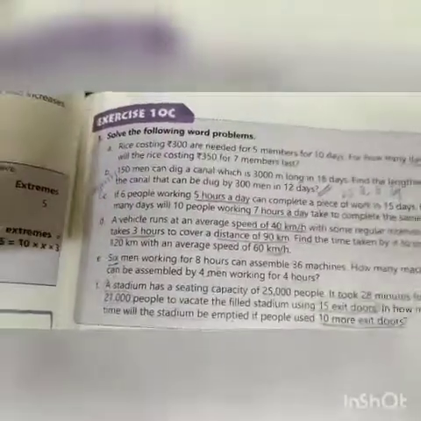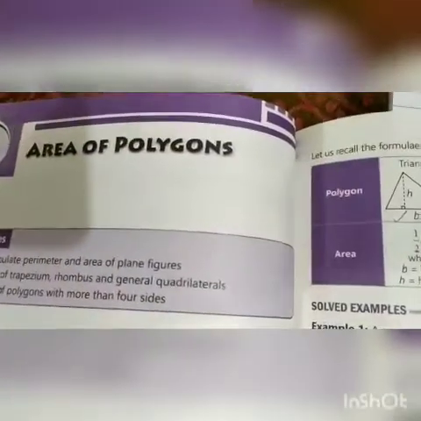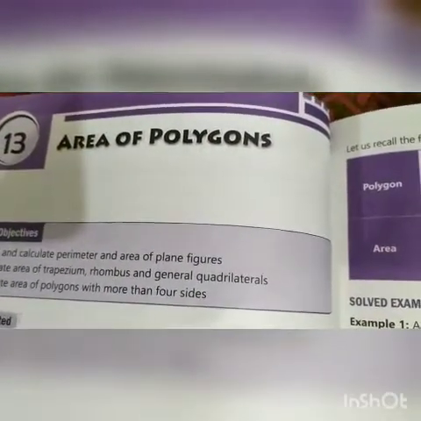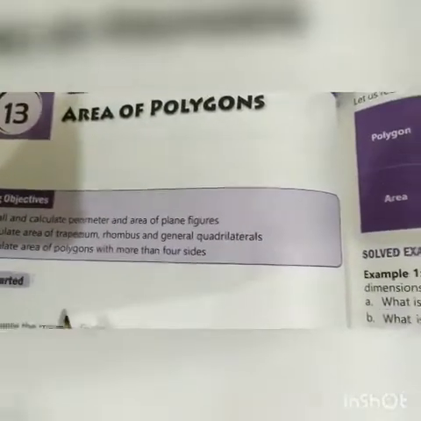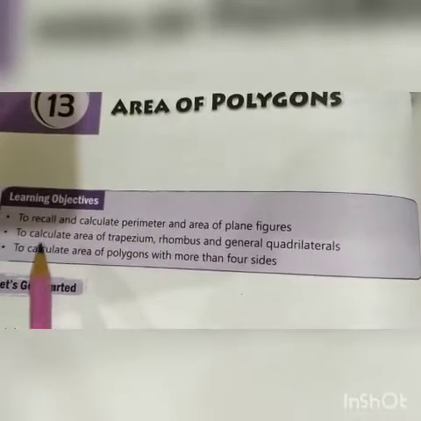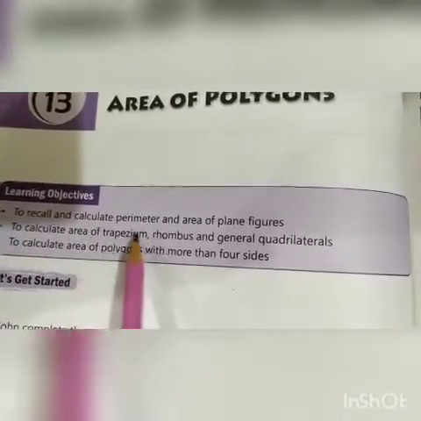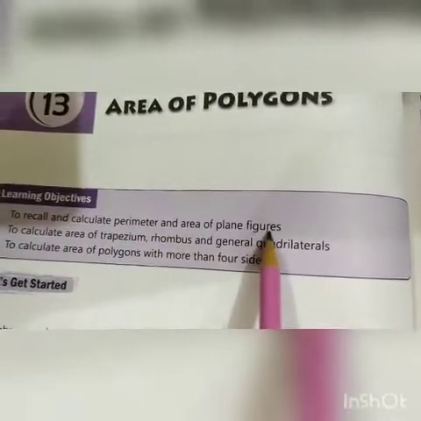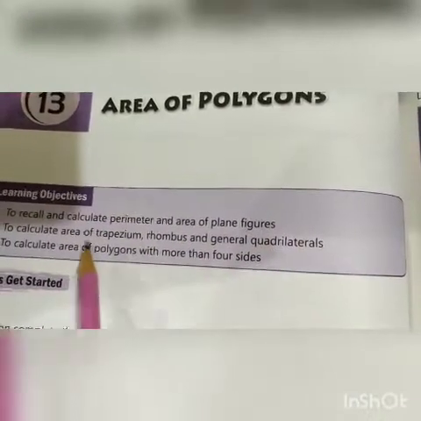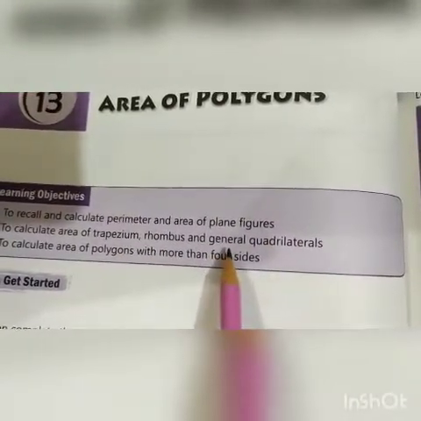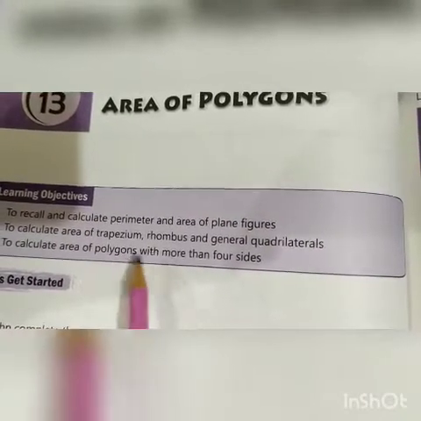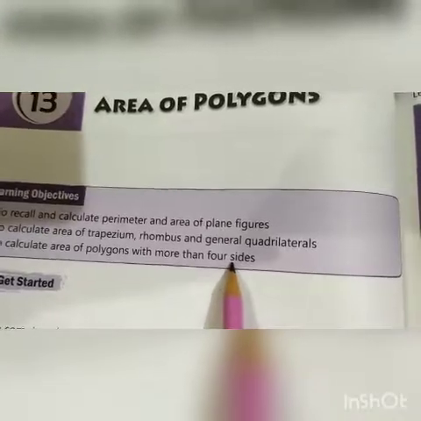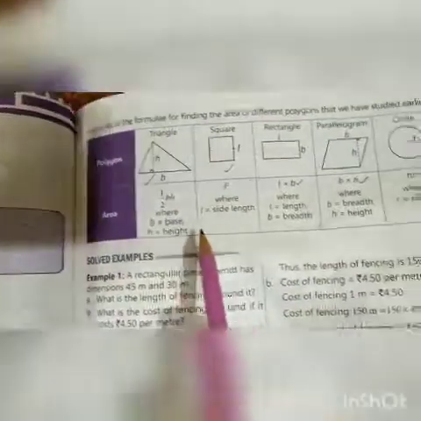Today I am going to start a new chapter, that is chapter 13, area of polygons. So in this chapter, students, we will learn about perimeter and area of plane figures, area of trapezium, rhombus and general quadrilaterals, and area of polygons with more than 4 sides. So let us start.